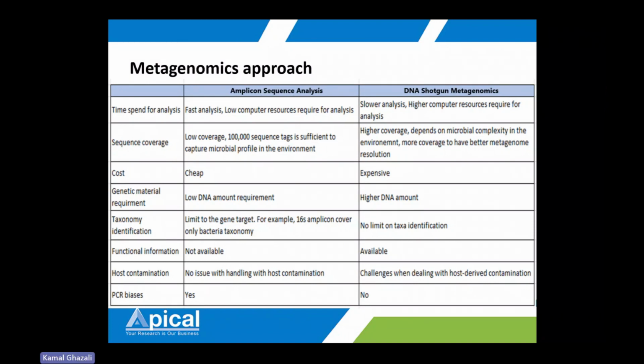Since the amplicon sequence analysis involves PCR, there is PCR bias introduced, but they have already optimized this. This application has been optimized for many years, so we have reduced the PCR bias. Compared to earlier days, PCR bias is an issue, but not so much today, because the method has been well optimized. And on the DNA shotgun metagenomics, because there's no PCR involved, there's no PCR bias.